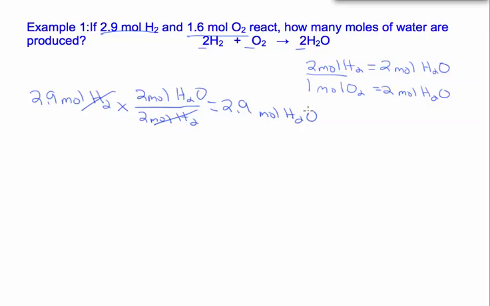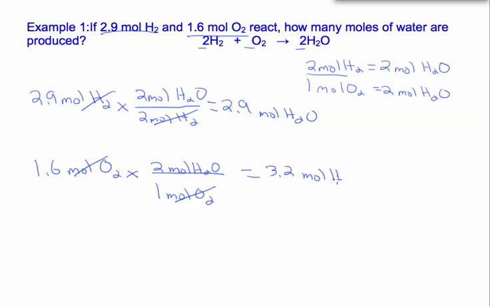Let's see how much water we can make with our oxygen. We have 1.6 moles of oxygen. We want moles to cancel out. We'll put moles of oxygen on the bottom, and 2 moles of H2O. So 1.6 times 2 is 3.2 moles of H2O. So we are out of hydrogen after we make 2.9 moles of H2O.